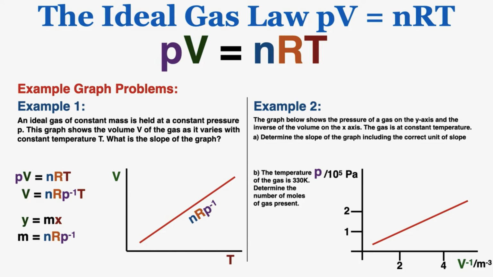Example number 2 says the graph below shows the pressure of a gas on the y-axis and the inverse of the volume on the x-axis. The graph is at a constant temperature. Determine the slope of the graph, including the correct unit of slope. We'll start with part A, determine the slope of the graph, including the correct unit of slope.